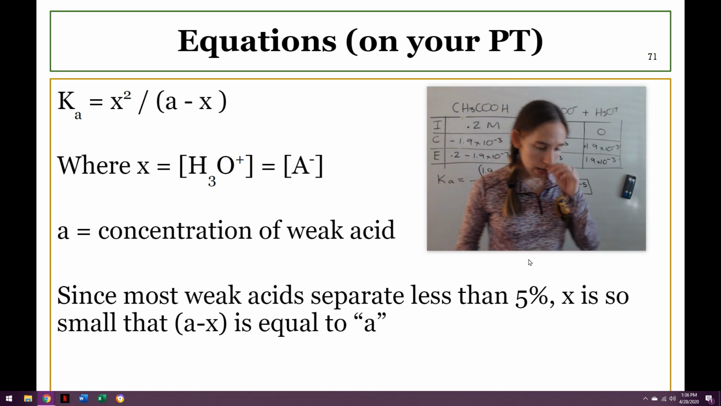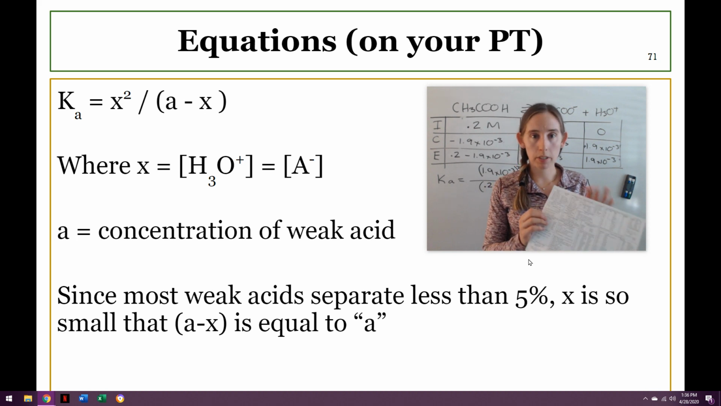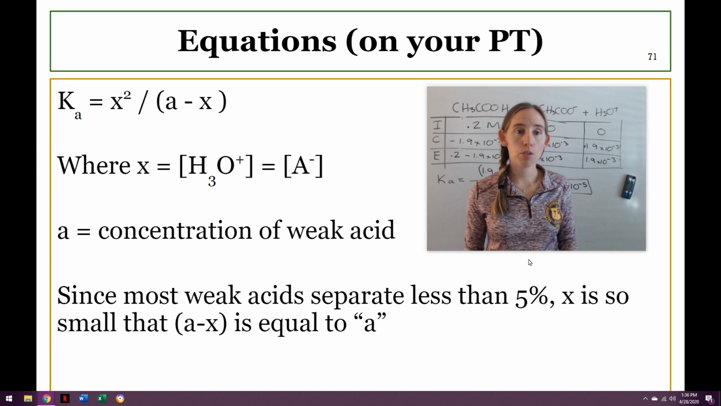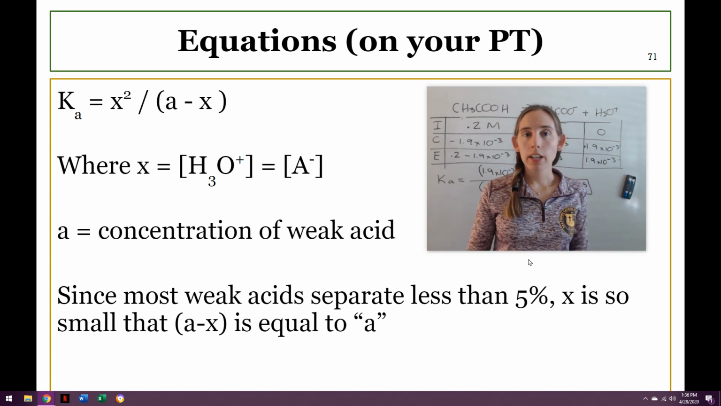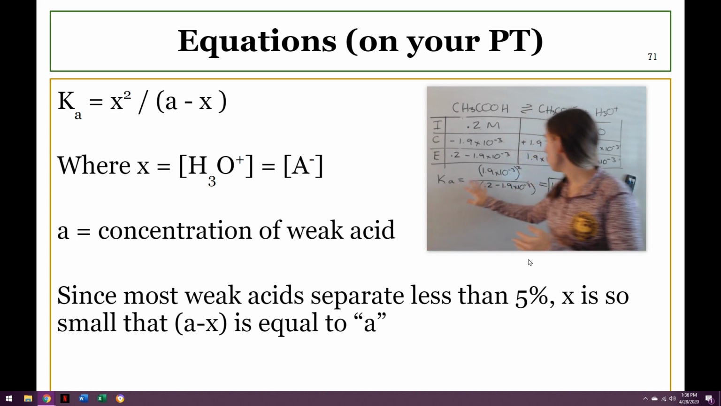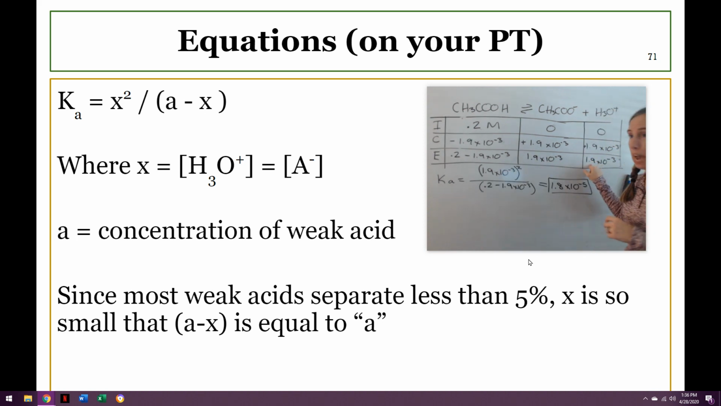On your periodic table, it's actually two equations above the percent ionization equation, and it says Ka is equal to x squared divided by A minus x. That is your general equation for your Ka. If you notice, that's what this form is in. Your x is representing H3O, which is here at equilibrium. It even says there that x is equal to the H3O concentration.